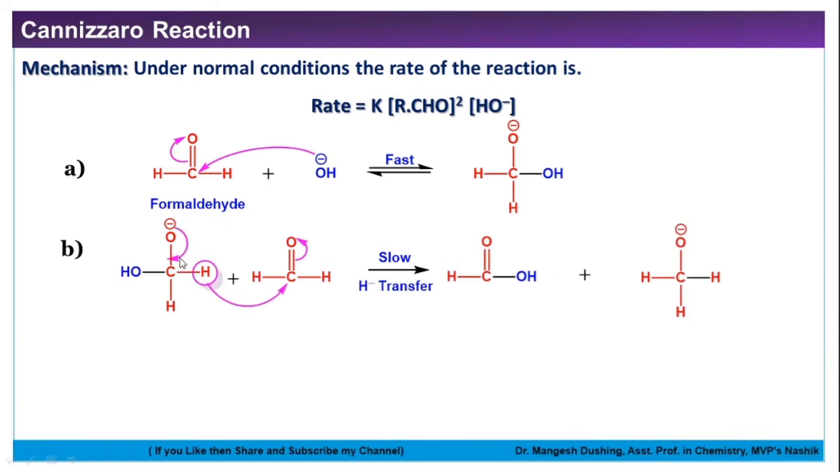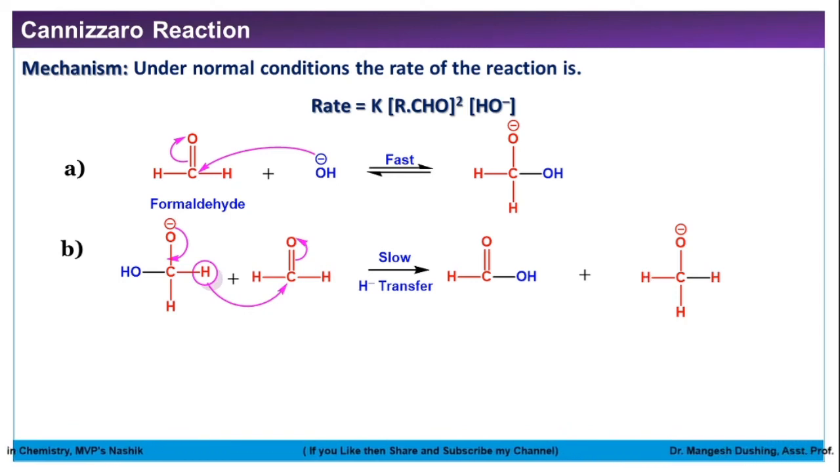Now see the mechanism. This comes over here, so there will be the pi bond formation. One of the hydrogens, taking its sigma electrons, attacks this carbonyl carbon. So it forms a bond with the carbonyl carbon. The pi bond will break, those electrons go to the oxygen. So we'll get this formic acid plus methoxide ion.